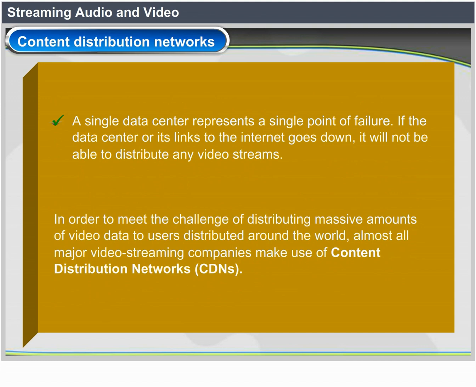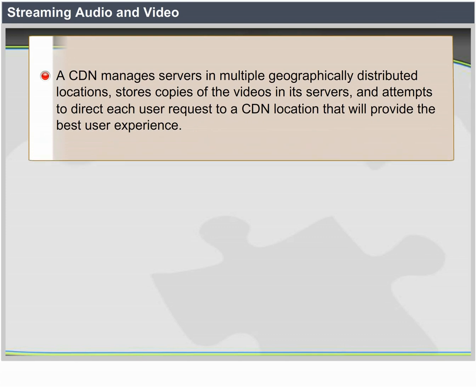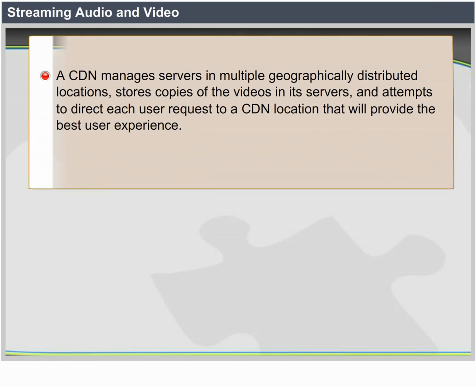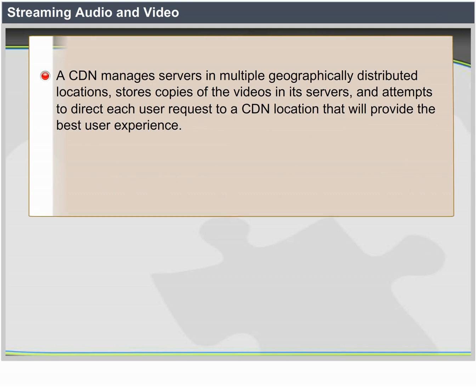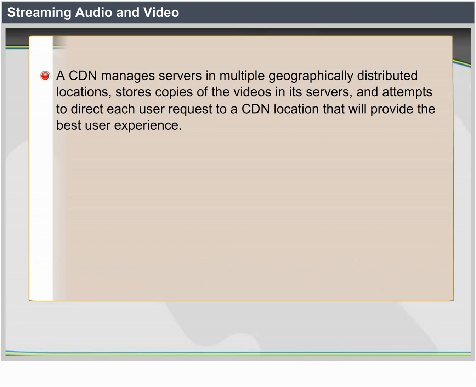world, almost all major video streaming companies make use of content distribution networks, CDNs. A CDN manages servers in multiple geographically distributed locations, stores copies of the videos in its servers, and attempts to direct each user request to a CDN location that will provide the best user experience.